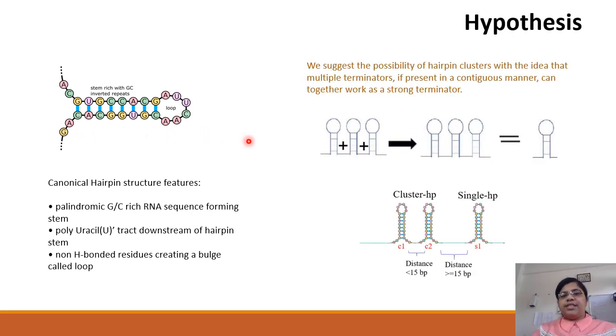We hypothesize that instead of the presence of a single hairpin, it is possible to find weaker, smaller hairpins which lie within 15 base pair from each other and work in tandem to cause transcription termination. We call these cluster hairpins.